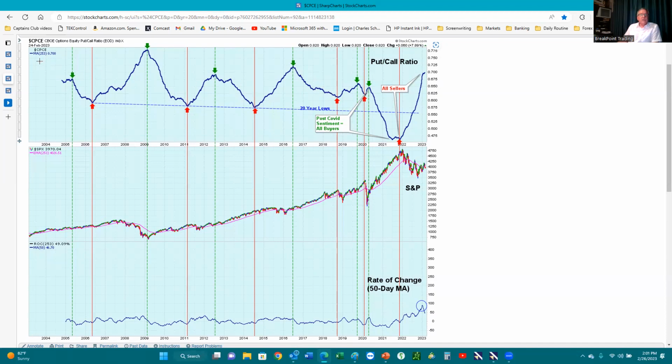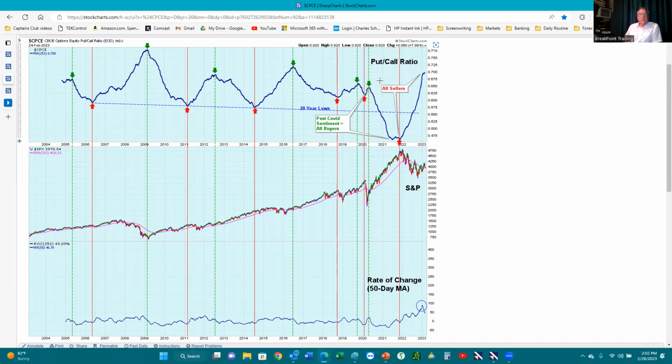Now, this is on a 253-day moving average, because there are 253 trading days in a year. So this basically represents what it would look like over a one-year period. What I'd like to call your attention to is this big, huge decline right here. It's called the post-COVID sentiment, all buyers. You can see 2020, COVID basically just started right here where this dotted dash line is, where the green arrow is.